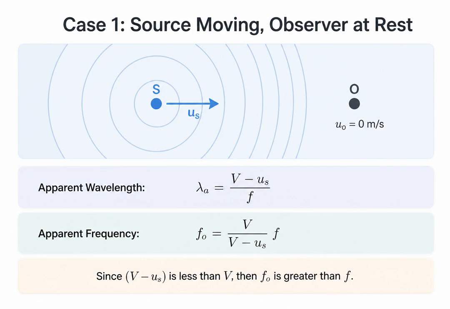Now let's introduce motion. Consider what happens when the source moves toward a stationary observer. As the source travels forward, it partially catches up to its own waves, compressing the wavelength in front of it. This shorter apparent wavelength, lambda sub a, is calculated as v minus vs divided by the true frequency. Because the waves are bunched closer together, they strike the observer's ear more frequently, resulting in an apparent frequency, fo, that is higher than the true emitted frequency.